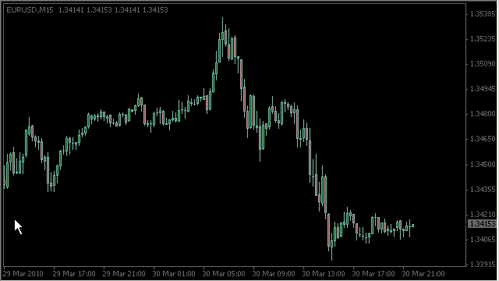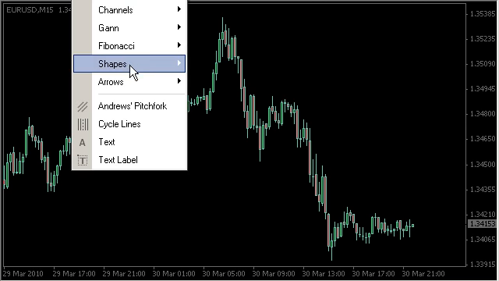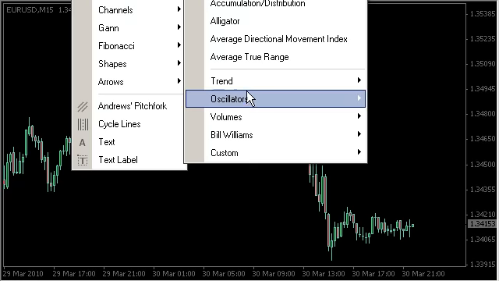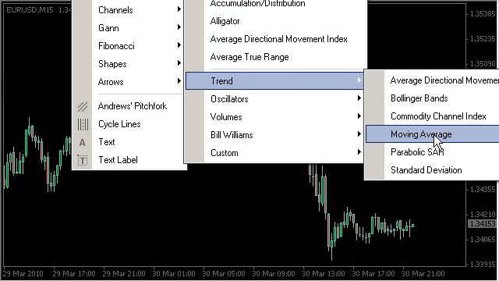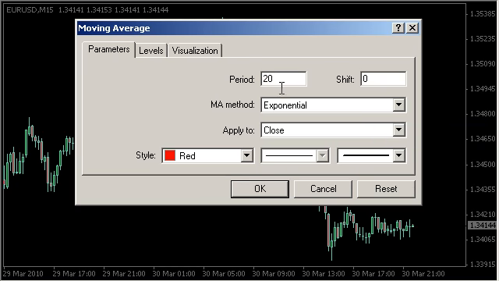We need a kind of a guide here to let us know when we should be buying and selling. Now that's what a moving average is good for. So let's add a moving average. Under indicators, trend, moving averages. Now I'm just going to chuck in a 21 exponential moving average, close.